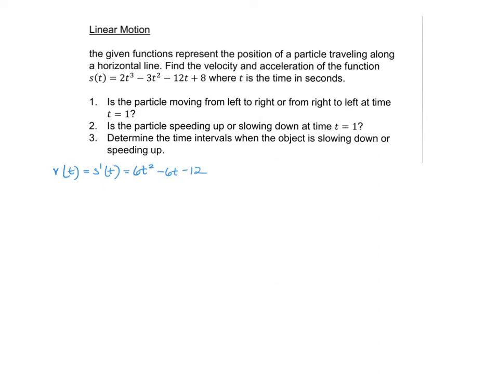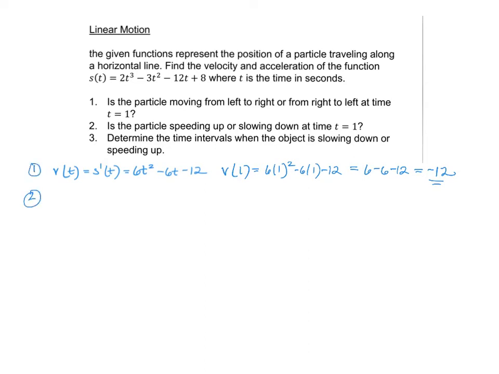All right, and we want to find the velocity at 1. So if we plug 1 in, we get 6 times 1 squared minus 6 times 1 minus 12, which is equal to 6 minus 12, which is negative 12. So since this number is negative, we know that the particle is moving to the left. All right, so that's question number one. How about question number two?